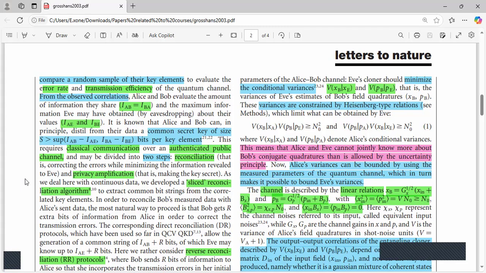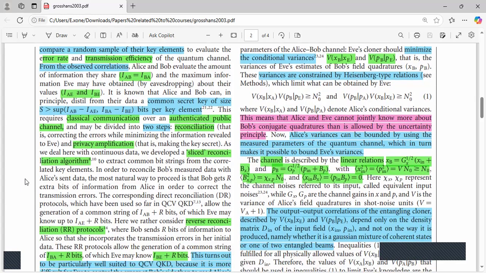So the common secret key that they can use for encryption purposes is the subtraction of Eve's stolen information from their mutual information, and it is given as the secret key rate, in simple or technical terms, and it has units of bits per key element.